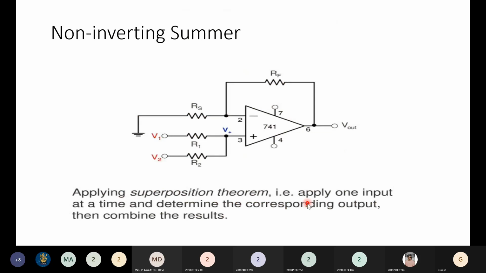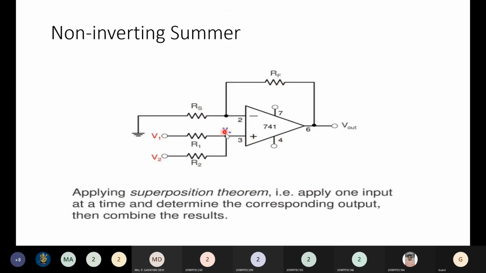In a similar way, you have a non-inverting summer too. In the non-inverting summer, I'm providing multiple inputs at the non-inverting terminal. Only two inputs are shown. If you want, you can give 3 or 4 inputs also. All the inputs are given to the non-inverting terminal. The inverting terminal is grounded, and you have a feedback path here, right?